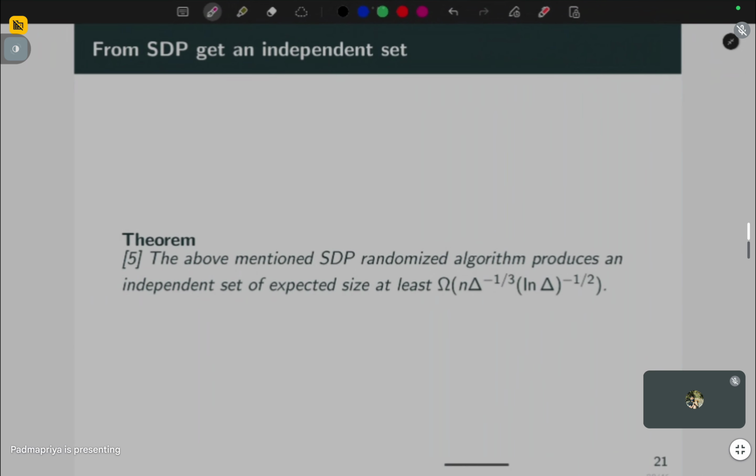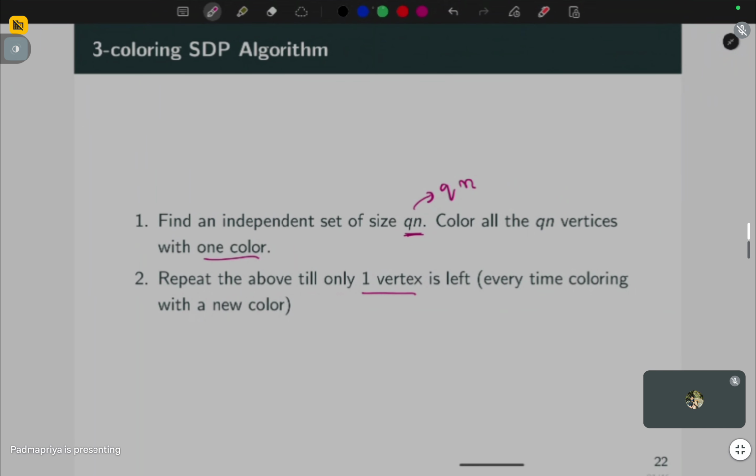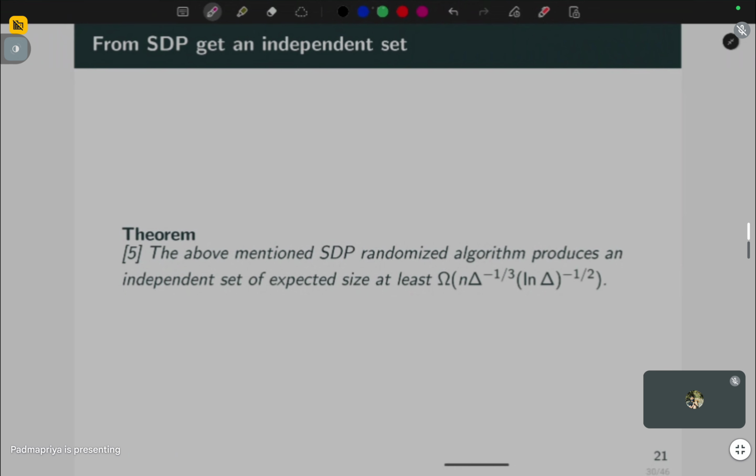Yeah, Padmapriya, I missed something. Delta is the highest degree, right? Yes. Yeah, okay. Delta is the highest degree. So here qn is what we are denoting. So leaving the n, this is our q part.